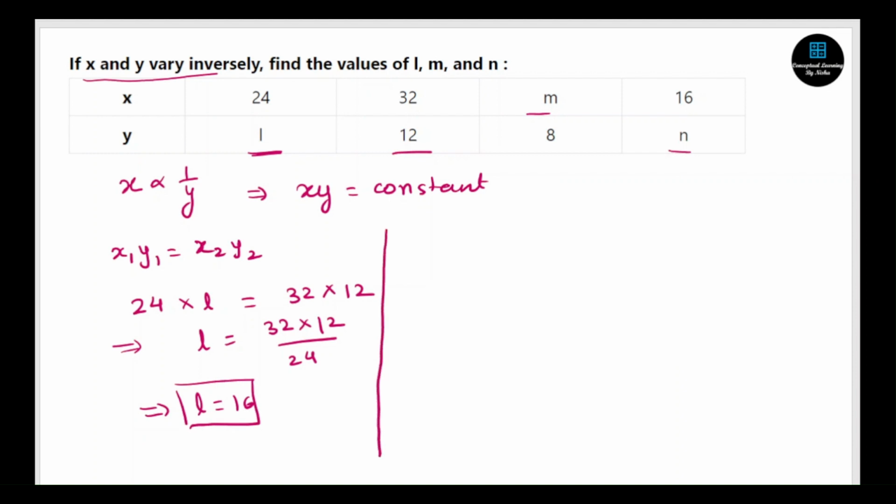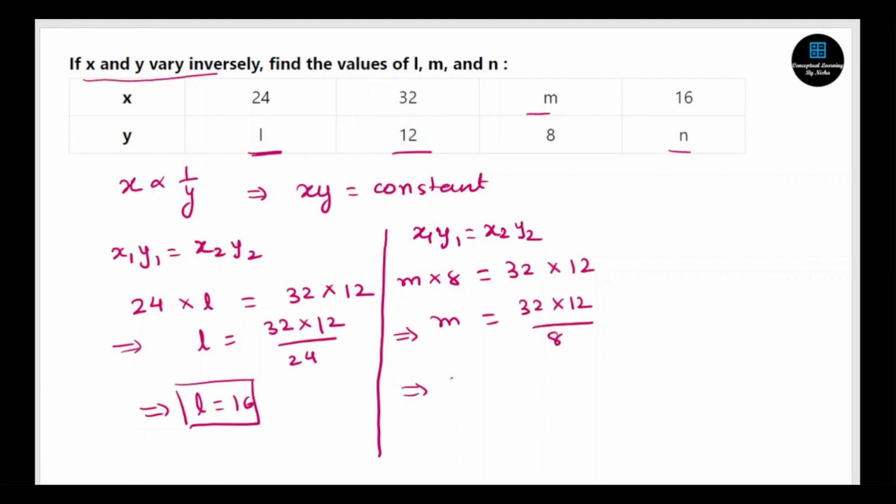Alright, let's find the value of M using the same thing. x1 y1 equals x2 y2. Now here we have M times 8 equals 32 times 12. So I can find M by dividing both the sides by 8. So I'll get 32 times 12 divided by 8 and I'll get M equals 48. So this is my second answer, and similarly I'll find the N value.